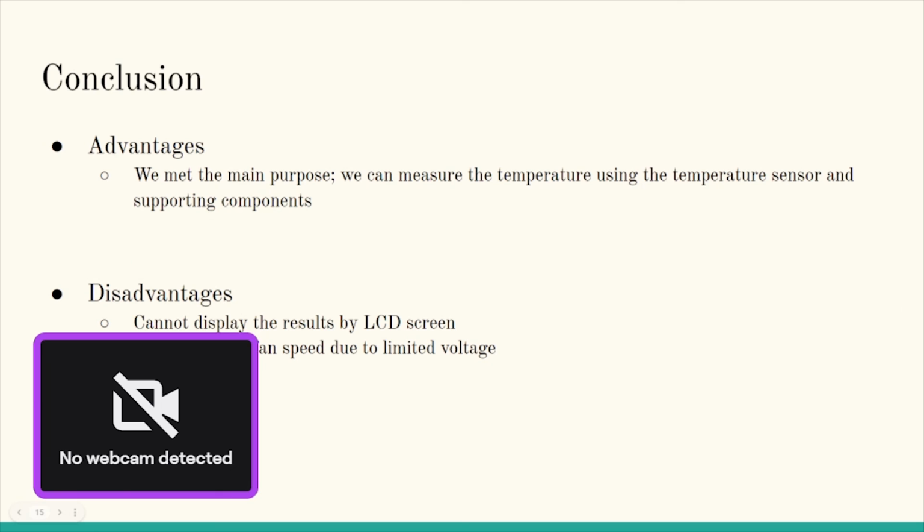So in conclusion, we met all our goals. We got the fan, the heater, the LEDs working, the Raspberry Pi. The only bad part was that we couldn't figure out the LCD screen, as mentioned before, and we couldn't control the fan speed due to the limited voltage that we had here.